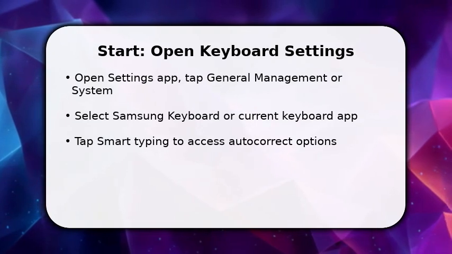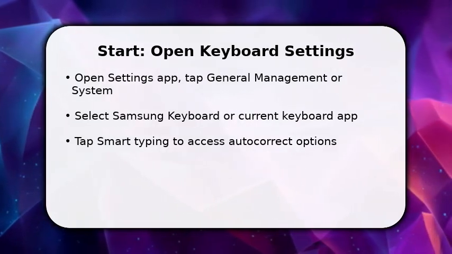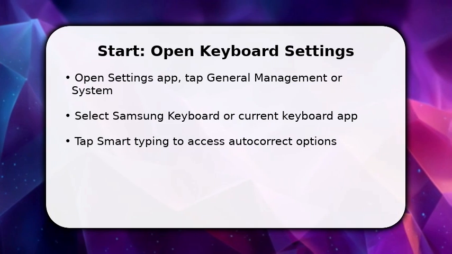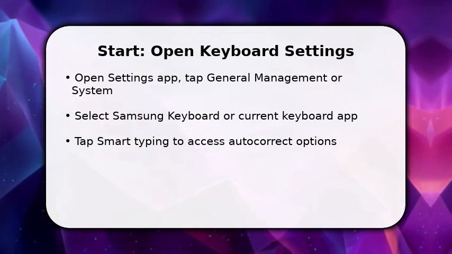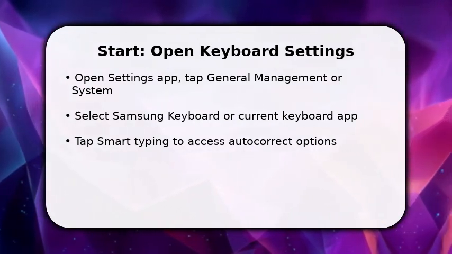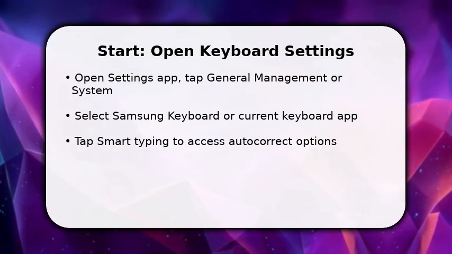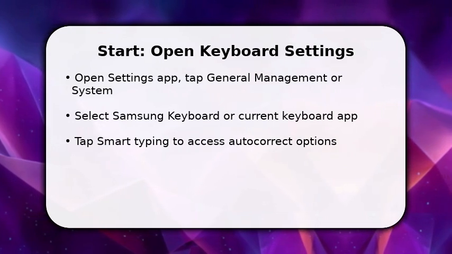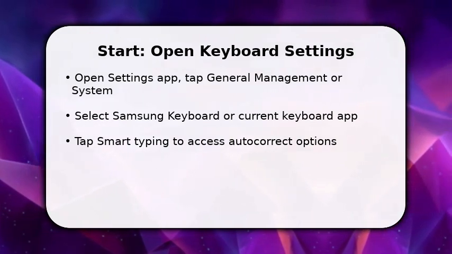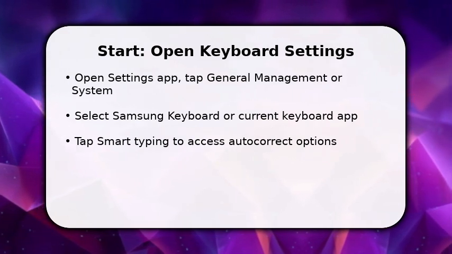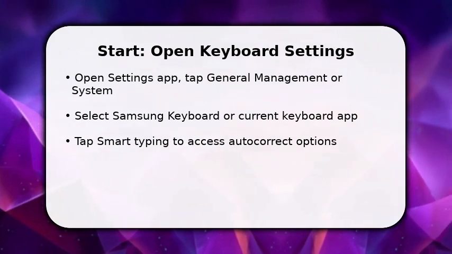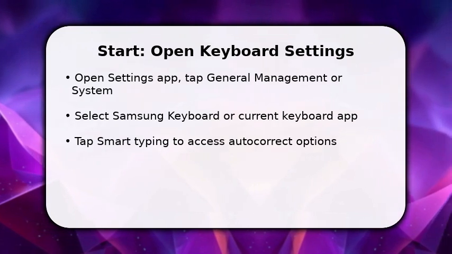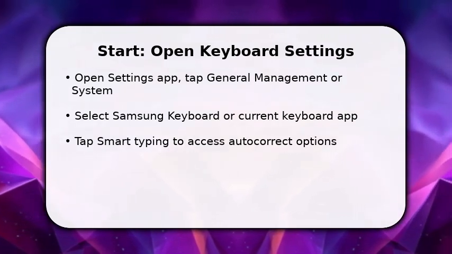You begin by opening Settings and navigating to General Management. Once there, tap Samsung Keyboard because that's where Autocorrect lives. You don't need extras. Just enter Smart Typing to see Predictive Text and Auto Replace. Make sure Predictive Text is on if you want suggestions, or off to rely only on the dictionary. Once done, tap Text Shortcuts if you have custom replacements. This first step puts you directly into the controls you'll change next.